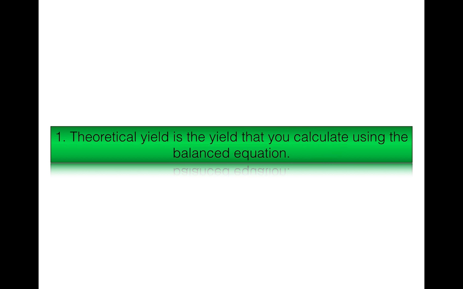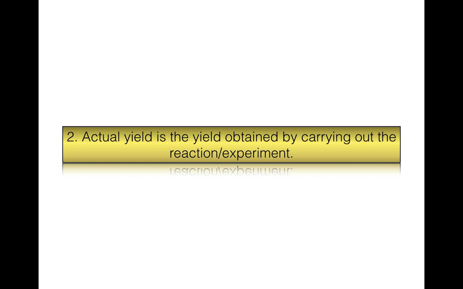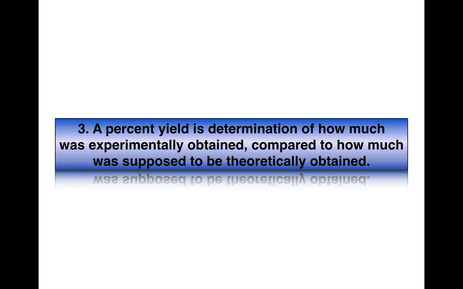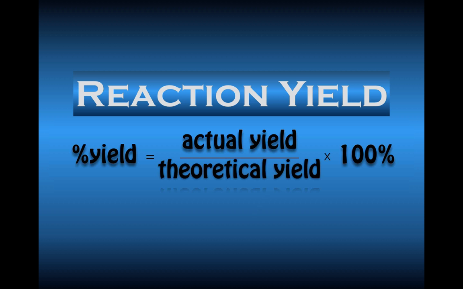Keep in mind, number one, theoretical yield is the yield that you calculate using the balanced equation. That's the ideal case when everything combines. And the actual yield is the yield obtained by carrying out the reaction or the experiment. This is the real world result that you would get. Percent yield is a determination of how much was experimentally obtained compared to how much was supposed to be theoretically obtained. So you compare those two amounts using this equation, and you get what's called a reaction yield, a percent yield.